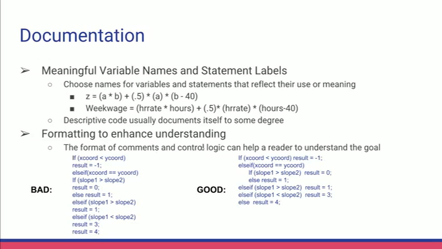Also, you want to format your code to help enhance understanding. So here we have two quick examples. On the left, there's no indentation and there's no formatting in the control logic, so it's really difficult to look at that and understand the purpose of that control logic. Whereas on the right side, you have proper indentation and proper grouping of the control logic, and it's much easier to read and understand. So part of good documentation is, again, choosing descriptive names for your variables and formatting your code properly.